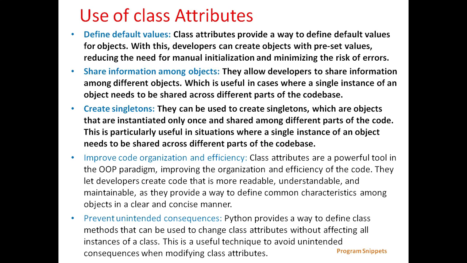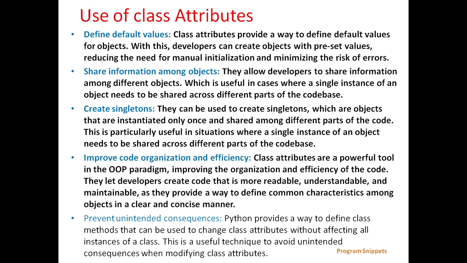Class attributes can be used to create singletons, which are objects that are instantiated only once and shared among different parts of the code. This is particularly useful in situations where a single instance of an object needs to be shared across different parts of the code base. Class attributes are a powerful tool in object-oriented programming which improves the organization and efficiency of the code. They allow developers to create code that is more readable, understandable, and maintainable, as they provide a way to define common characteristics among objects in a clear and concise manner.